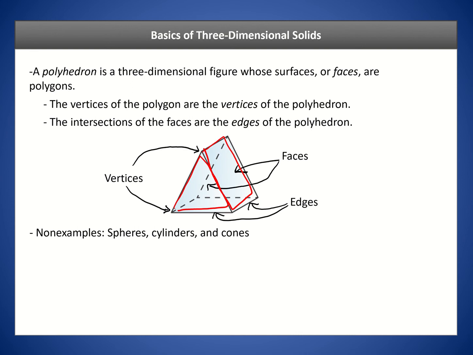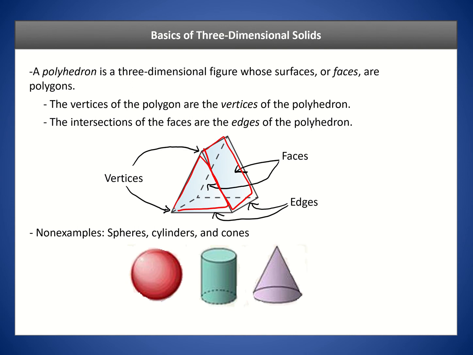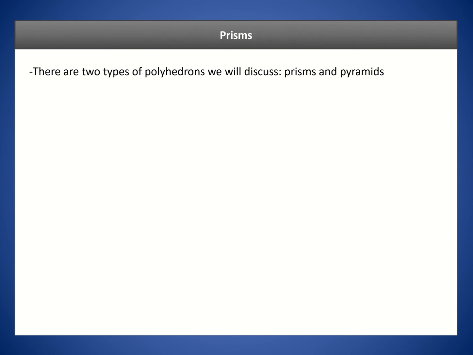So here are some non-examples: spheres, cylinders, and cones. These are not considered polyhedrons as their bases are not polygons, and in the case of a sphere, it doesn't even have a base per se. So these would be non-examples. These would not be considered polyhedrons.